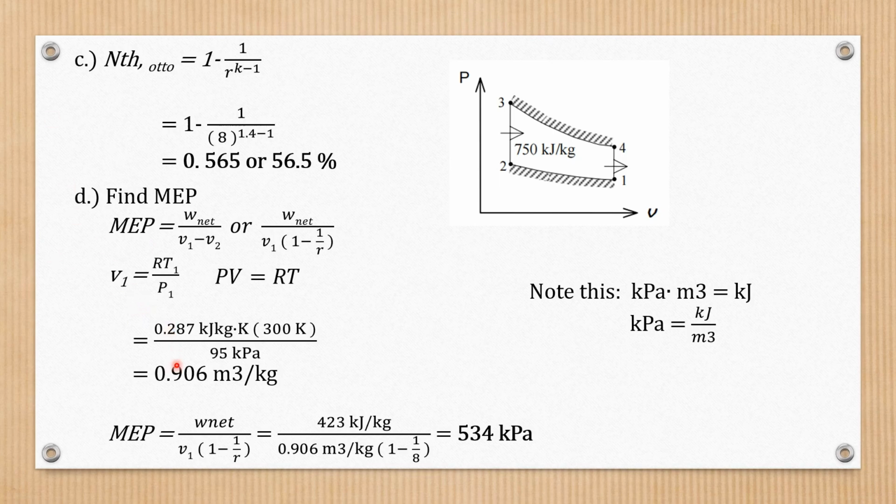Since our gas constant and temperature 1 and pressure 1 are given, we're just going to substitute them in the equation and plug it in your calculator and we will get 0.906 cubic meter per kilogram. Now that we have the value of our volume 1, we can now find our mean effective pressure using this equation, wherein our net work is equal to 423 kilojoules per kilogram over our volume 1, which is 0.906 cubic meter per kilogram, times the quantity of 1 minus 1 over our compression ratio, which is 8. Plug it in our calculator and we will get 534 kilopascal.